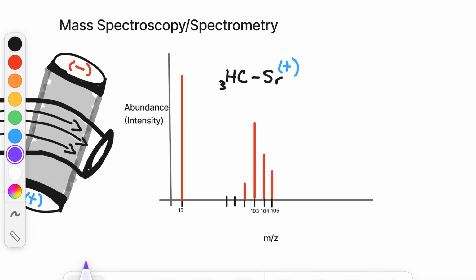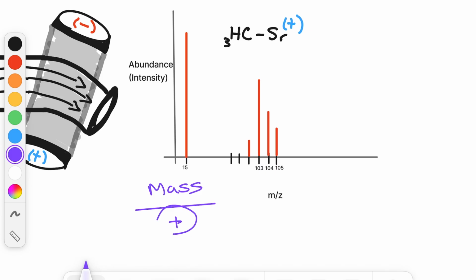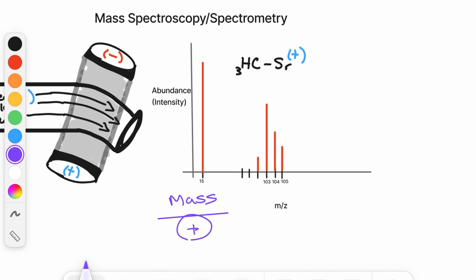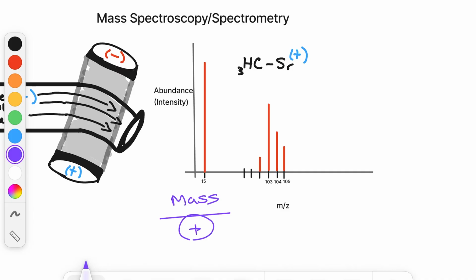Okay, so the x-axis is very important. That's the m to z value, or mass over charge. And I'm going to put a positive charge for cation there, okay? Because one thing we need to know is that it has to have a cation, at least for the MCAT. It has to have a cation in order to be detected. If it doesn't have a cation, then it's not going to be detected.